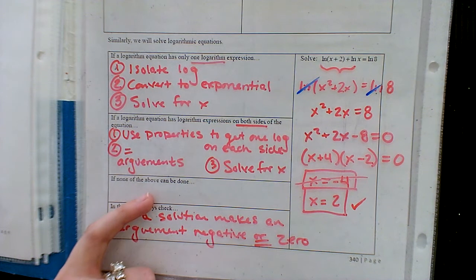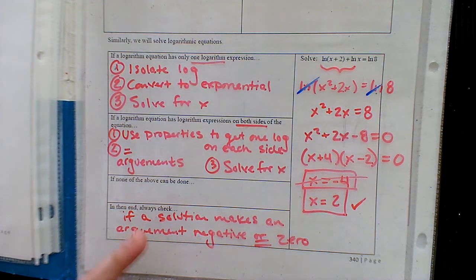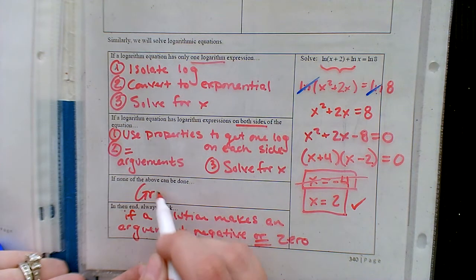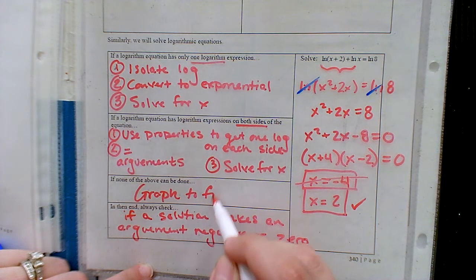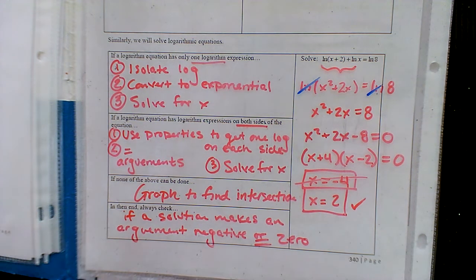But let's see, in the end, if none of these processes or algebraic steps work, what should be our last resort? If we can't solve it by hand? No. We're not going to give up. We're not going to cry. We're not going to quit. We're going to graph it. Yep. Okay, graph to find intersection. If all else fails, we try that, if we have a calculator. So we kind of need that stipulation.